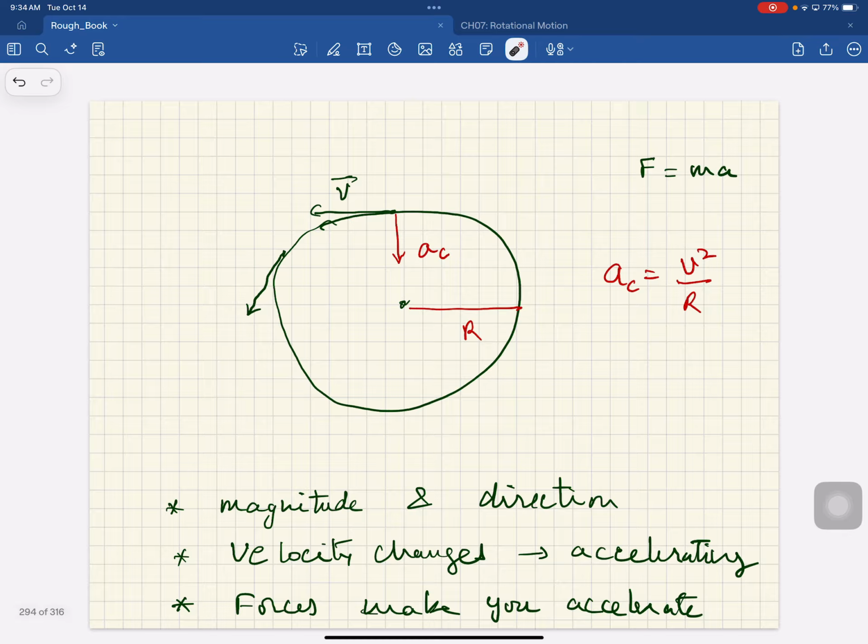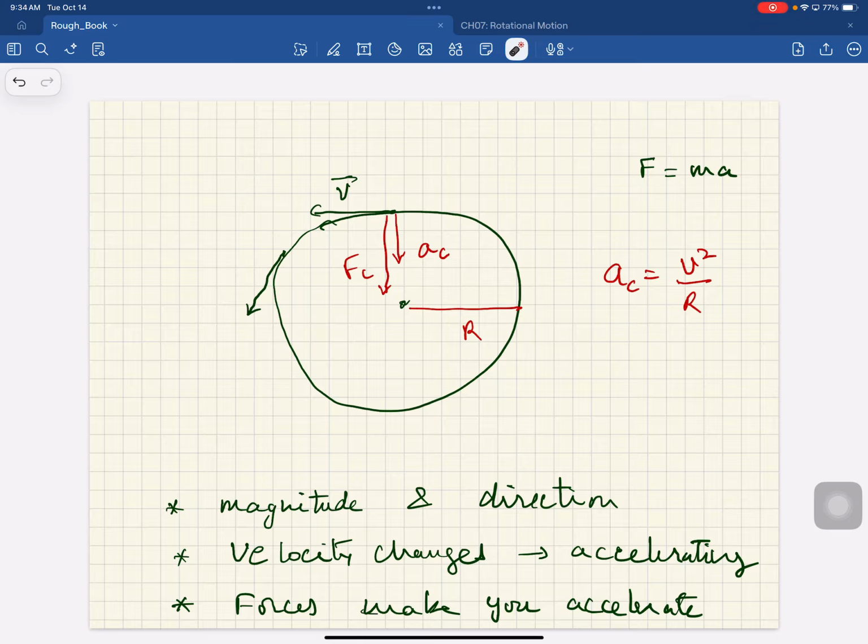So if you want to go around in a circle at constant speed, this is the acceleration, so there must be a force acting in that direction to make you go in a circle. That is called a centripetal force. To make you go around in a circle at constant speed, you need a force acting towards the center constantly. When you're here, the force is acting this way. When you're here, the force is acting this way.